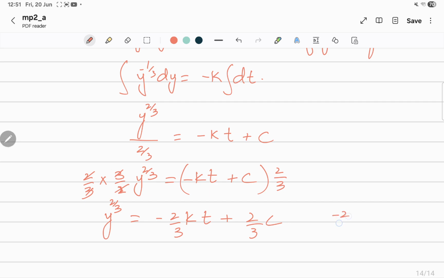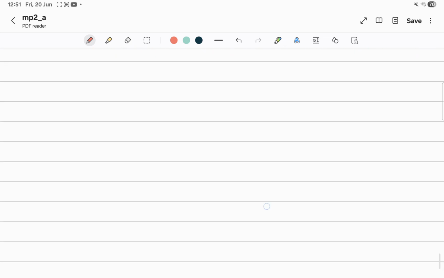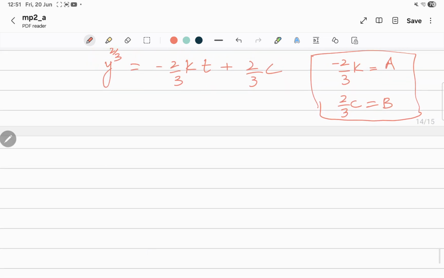Now minus 2 over 3 k is the constant, so we can give any name for the simplification to this constant, let's say a, and 2 over 3 times c will be b. So we give different names to these constants to make the equation easier, and then we will have y to the power 2 over 3 equals a t plus b.